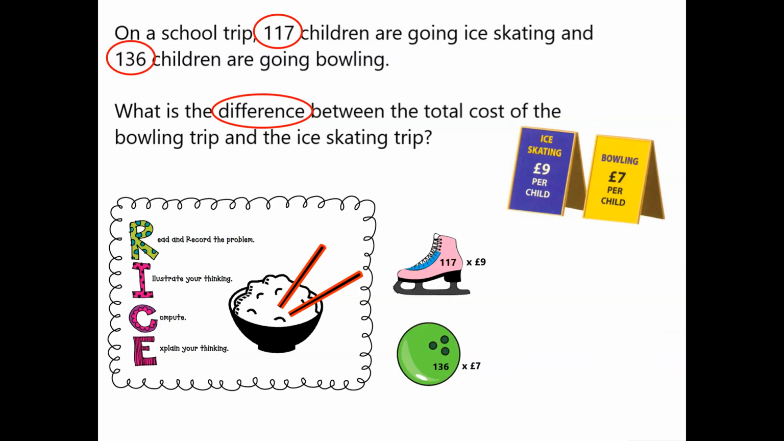Let's illustrate the problem. This time, instead of a bar model, I'm just going to use pictures. There's 117 children and they're going ice skating, and that's going to cost £9 each. 136 are going bowling and that's going to cost £7 each. I'm now ready to compute.